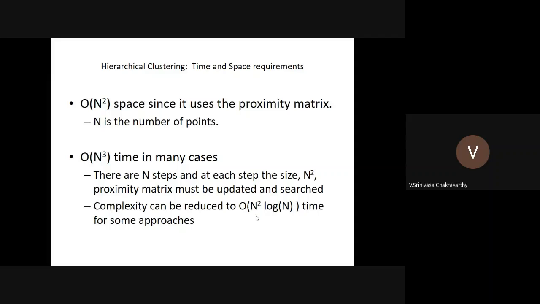Because normally, if you have dummy entries in the proximity matrix after every merger, then you have more computations. But if you keep reducing the matrix dynamically, then the complexity is reduced, and there are some approaches where complexity can be reduced to order n square log n. So it is not n cube, but n square log n in terms of time complexity.